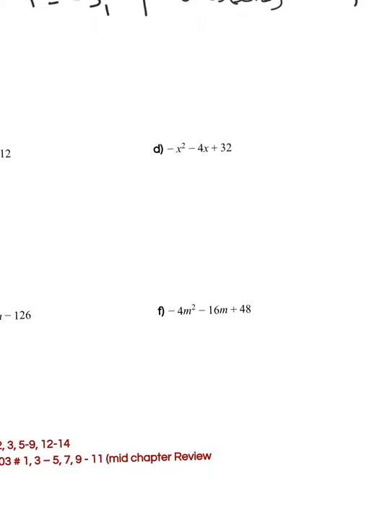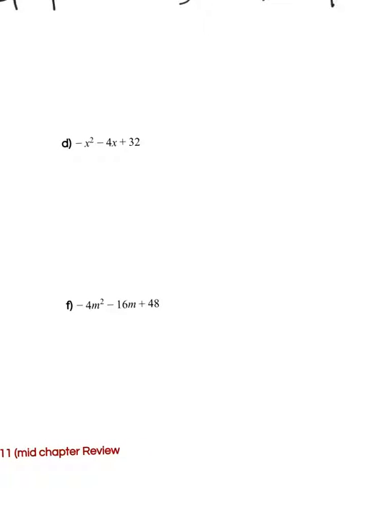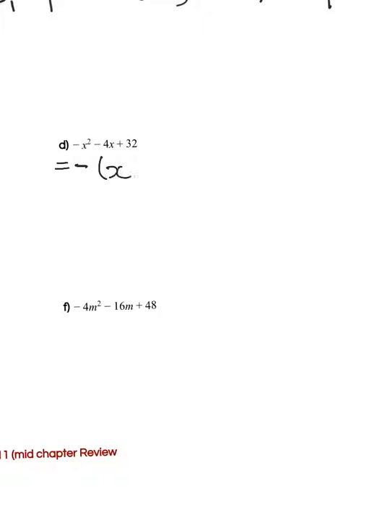Oh, I wrote the same one twice. Ignore that one. D. Negative x squared minus 4x plus 32. What I want us to do, we are going to common factor out the negative. That's going to leave me with x squared. Everything inside the bracket is just going to have the opposite sign. So instead of having minus 4, I'm going to have a plus 4. And instead of having a plus 32, now I'm going to have a minus 32.